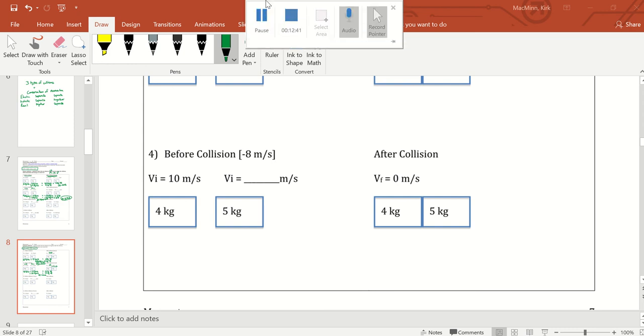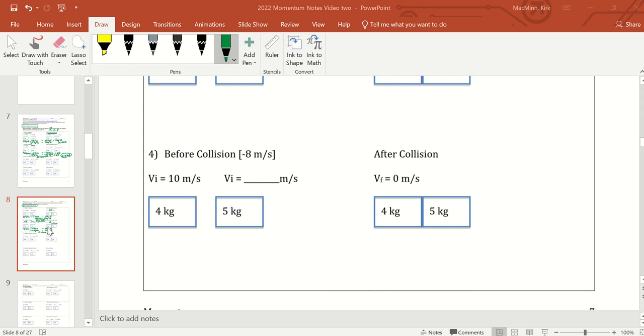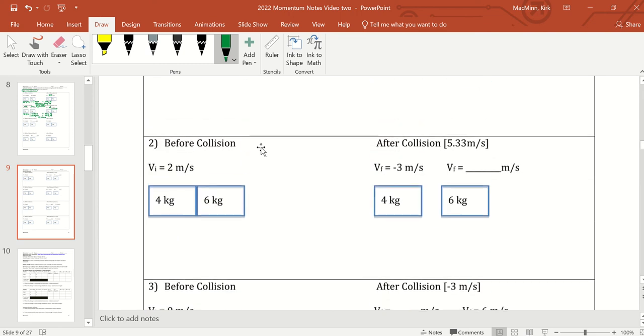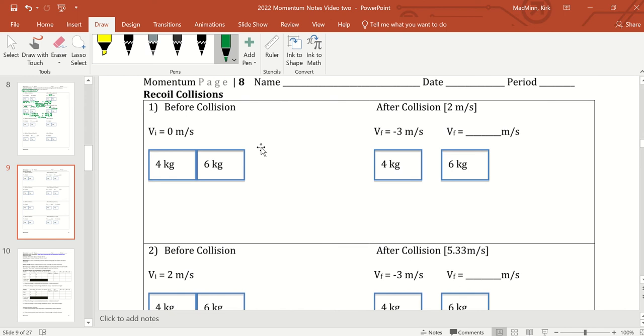So we've now taken a look at elastic, start separate, end separate. We've taken a look at inelastic, start separate, end together. And now we're going to take a look at recoil. So recoil was start together, end separate. You can think about that as the opposite of inelastic, if that helps. You'll see that I'm still using the box method to help me visualize the collision.